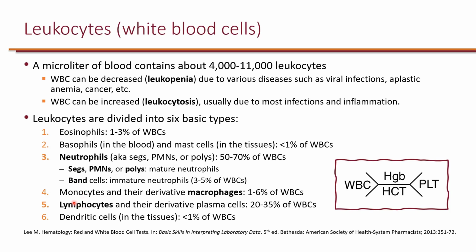Now, other types of leukocytes include monocytes, which progress to become macrophages, and those are 1 to 6% of white blood cells. And then we have lymphocytes and their derivative plasma cells, and a big portion of white blood cells are lymphocytes, and they have an important role in developing memory. But they also have a big role when it comes to viral infections, and of course they are also important in other types of infections, including bacterial and fungal infections. And lastly, we have dendritic cells, less than 1% of white blood cells.